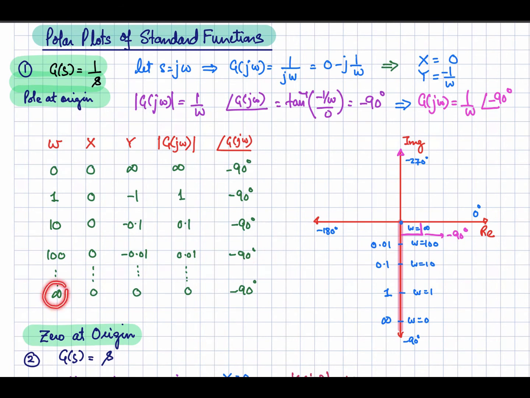If you take infinite frequency in radian per second, the magnitude will approach 0, and its phase will be minus 90 degrees. So as the frequency approaches infinity starting from 0, you are moving like this. Finally you will reach the origin, where the magnitude becomes 0 but the phase is still minus 90 degrees. So this is the polar plot of the transfer function when the pole is at the origin.